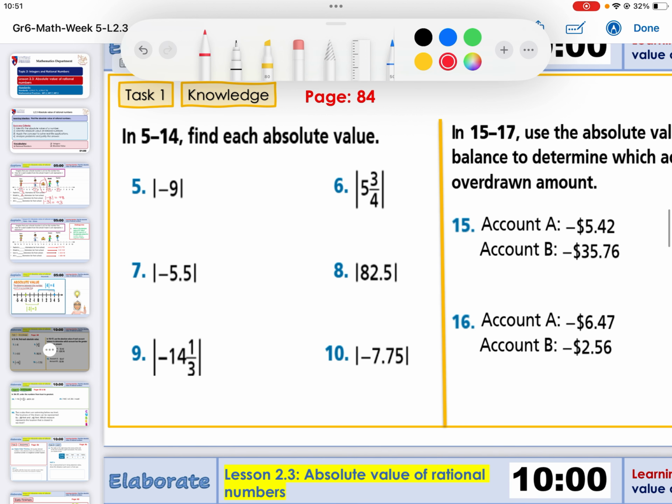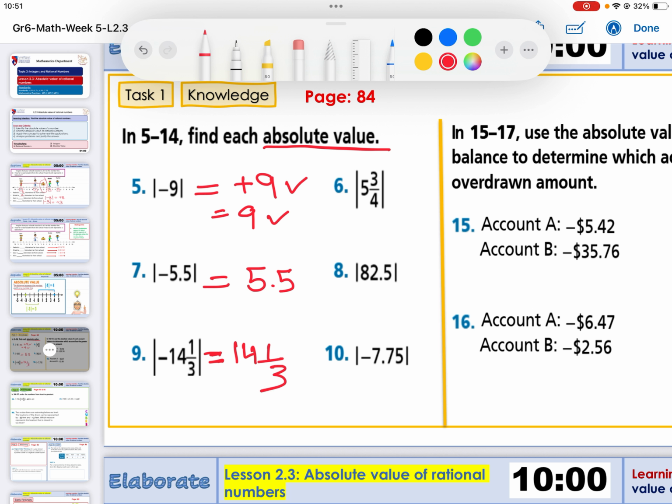So let's move on to solving some questions. The question is direct: find the absolute value. So what's the absolute value of negative 9? That will be positive 9. Or you can put 9. It's the same as 9. You can write it like this or like this. Negative 5.5 will be 5.5. Negative 14 and 1/3 will be 14 and 1/3.